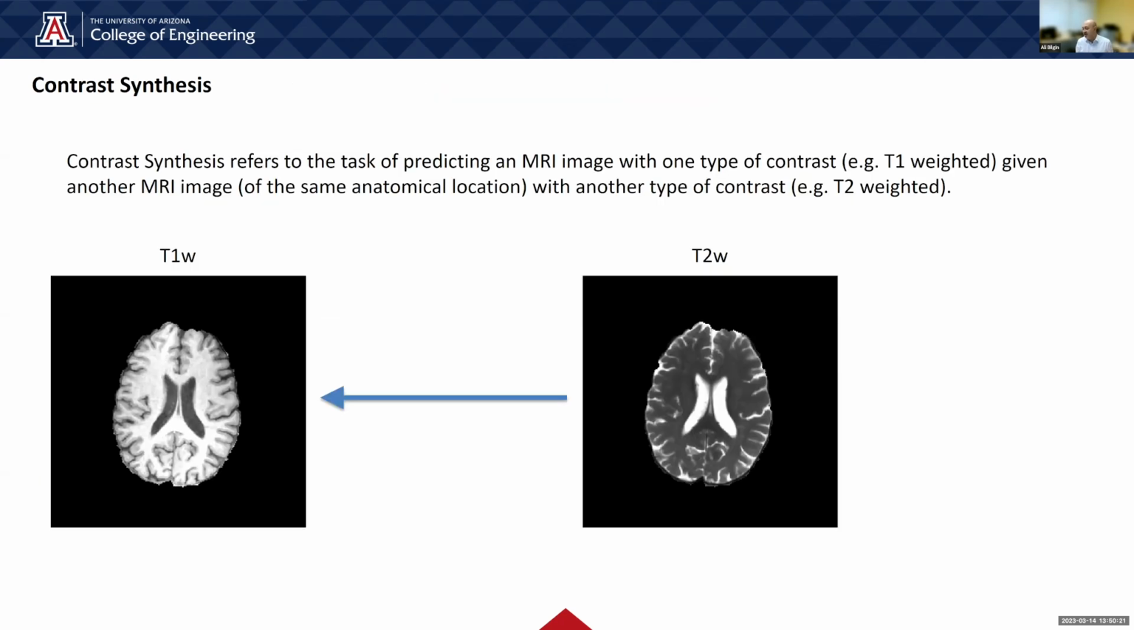Okay. Other problems that I'm personally interested in, I'm interested in contrast synthesis. This refers to the task of predicting an MR image that's acquired by one type of contrast, for example, T1 weighted contrast, given another type of contrast of the same anatomy. So this is a T2 weighted image, and this is a T1 weighted image. And I want to be able to synthesize a T1 weighted image given a T2 weighted image.